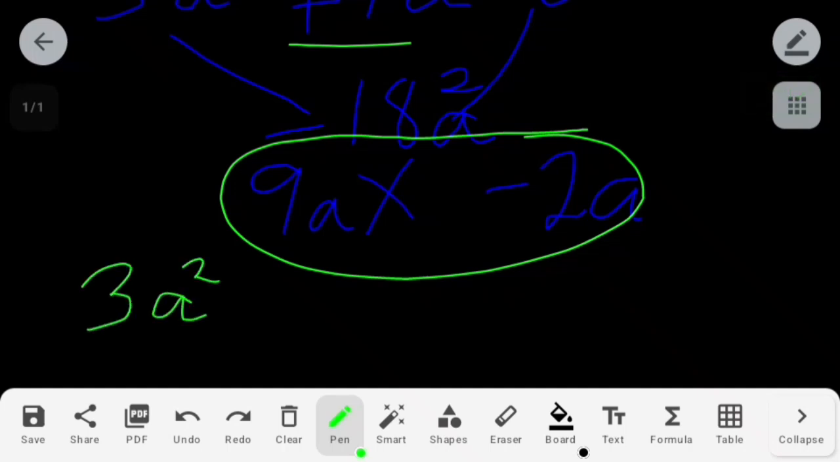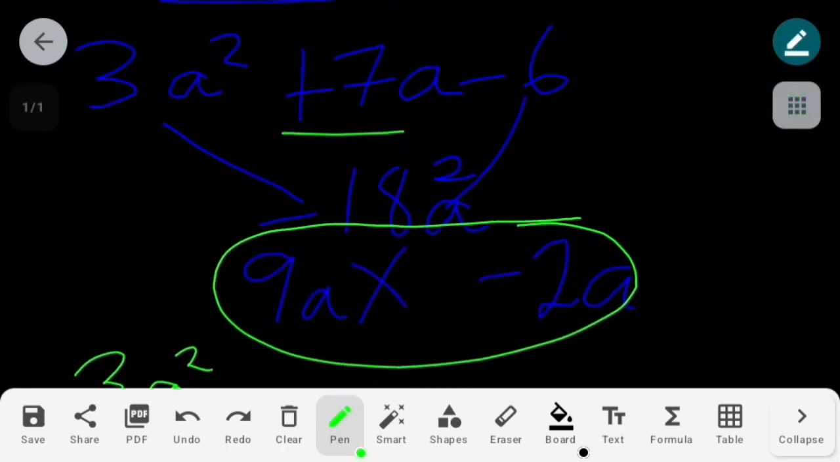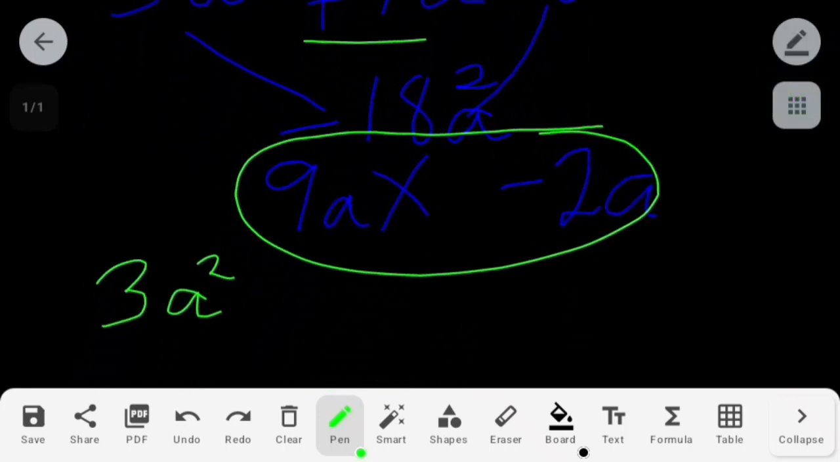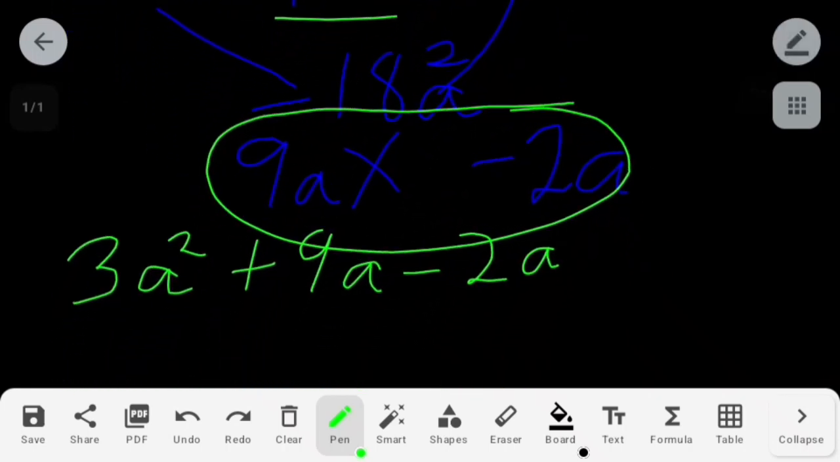3a squared. Then we are going to replace 7a by 9a minus 2a. So again, say positive 9a minus 2a. Then the last part is negative 6. So we're going to say negative 6. So this 9a minus 2a, we get a 7a, which is there.